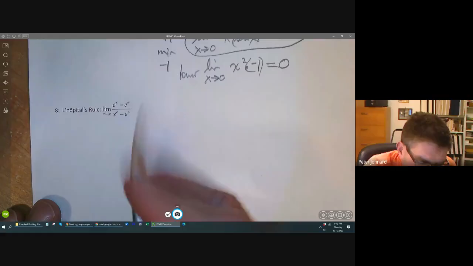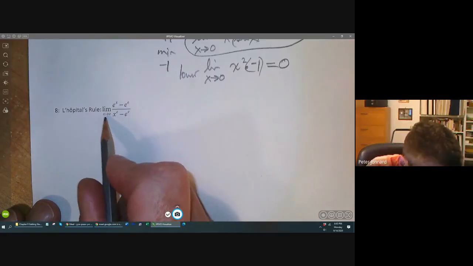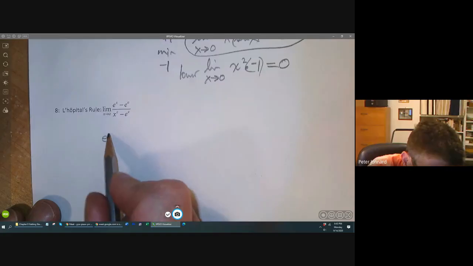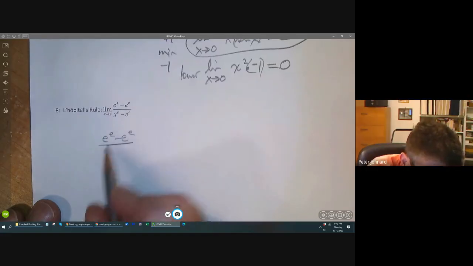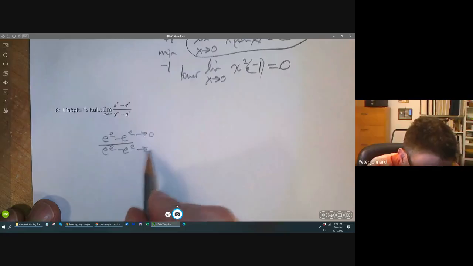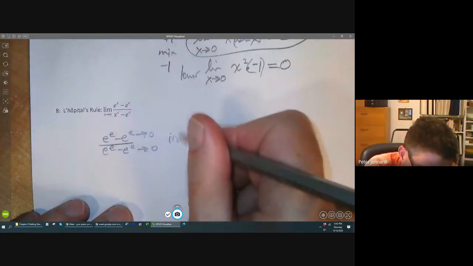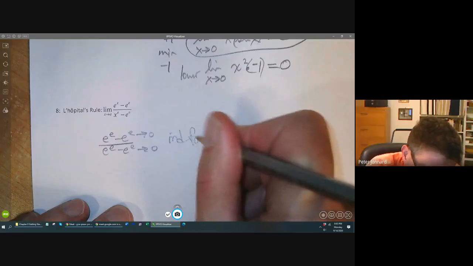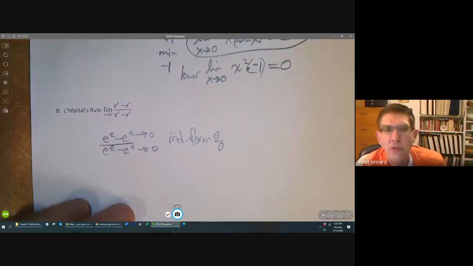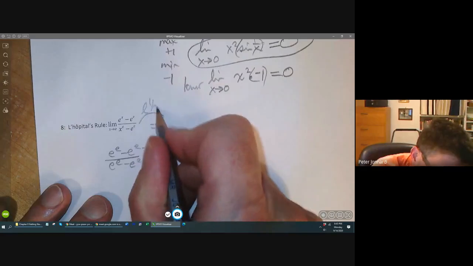What L'Hopital's rule says is if you directly evaluate an expression like this, if I replace x with e, I have e to the e minus e to the e over e to the e minus e to the e, and that equals 0, and that approaches 0. And so I end up with this indeterminate form, 0 over 0. And so what L'Hopital's rule says, make sure you cite that you're using this at each step.